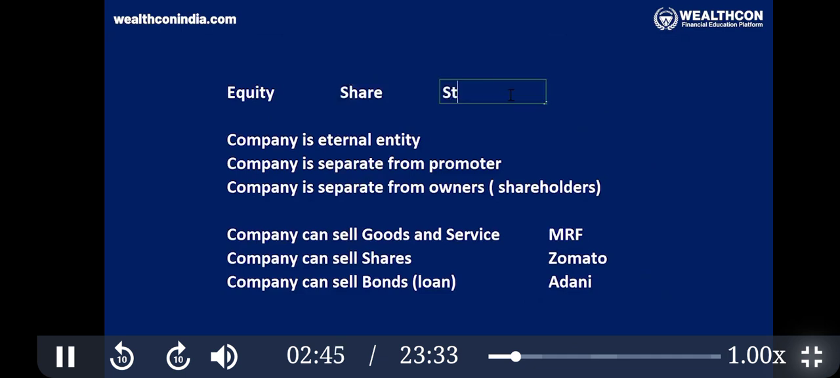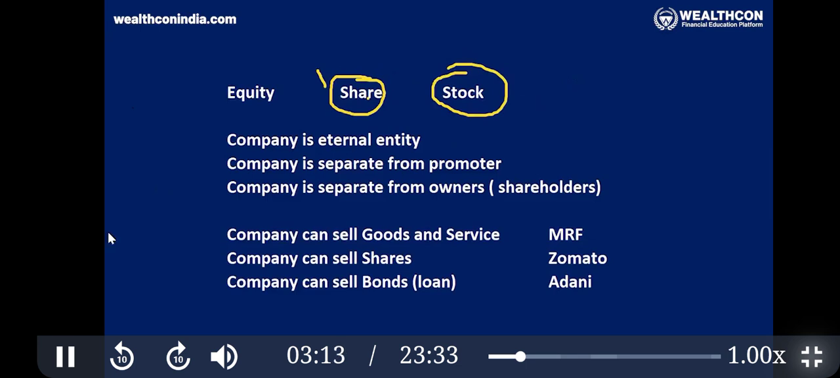There is another word, stock. Sometimes we say stock market, we say share market. What is the difference? Practically, there is no difference, but theoretically the difference is that a share is of a specific company, let's say Reliance or HDFC Bank. It is specific to a particular company. And stock is general. In general, we say I bought stocks. These are theoretical differences, but practically both are the same.